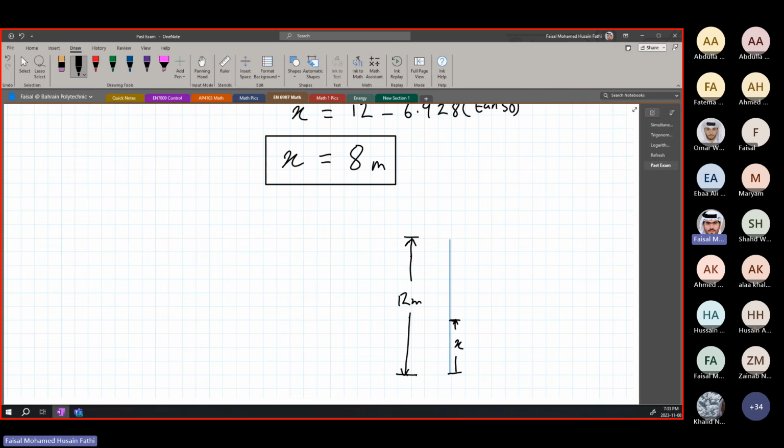From the ground, this is the height of the lamppost, the lamppost itself. So we are left with this piece, from here to here, which we don't know what it is. Suppose, let's call it another variable because we don't know what it is, let's call it y.